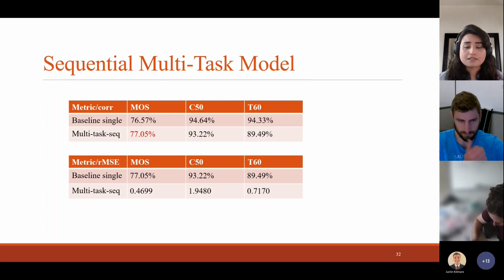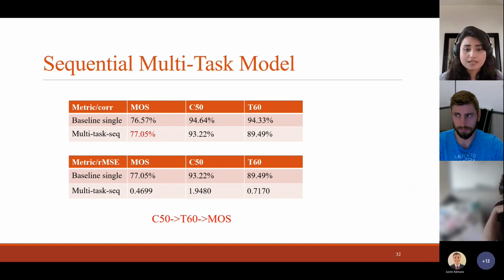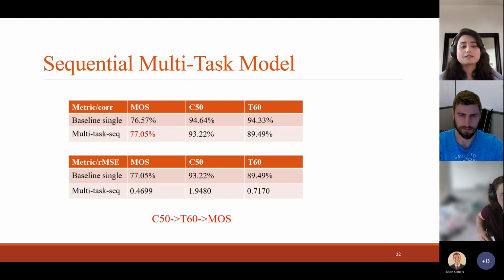Another experiment that we are trying is a sequential multitask model. In this framework, we start from the task which has the best performance, here C15, and then we move to the next task with a lower weight on C15, and then we finally move to the most, which is the harder task, with lower weights on T16 and C15. You can see that with this sequential learning, we finally could beat the performance of the baseline model for the MOS, but for C15 and T16, which are the previous tasks, the performance degrades from the baseline model.